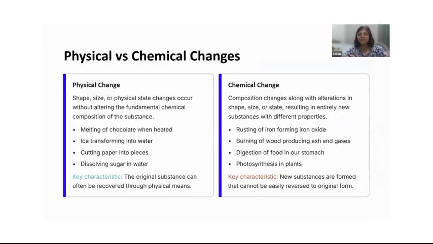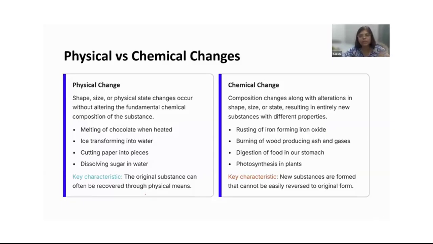Okay, the very first thing that we are starting with is the difference between the physical and the chemical change, right? I think you have studied this in class 7th as well. It is a revision. Physical change is a change which occurs without altering the chemical composition of a substance, right? For example, ice is getting transformed into water, water is getting transformed back to ice. So that is a physical change itself, right?